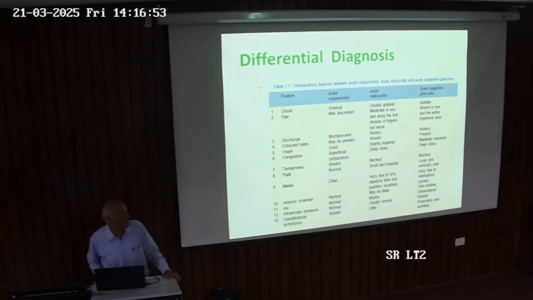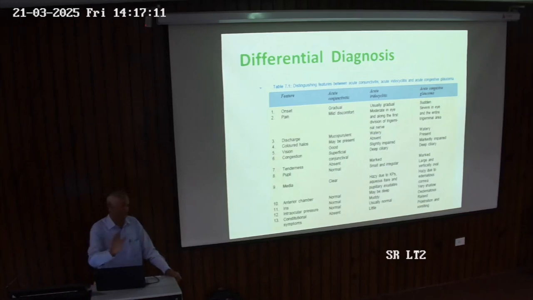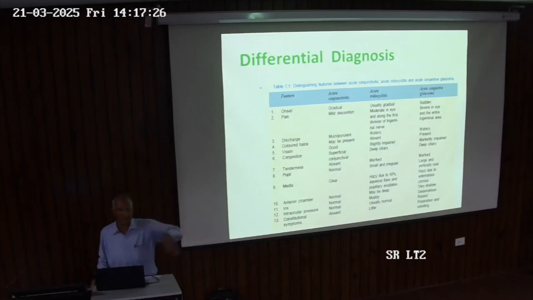Because glaucoma is not covered for you, I'll skip some part of this and tell you some salient features. Suppose a case comes to you in the OPD, sitting in front of you with a red eye. We have to diagnose whether this is conjunctivitis, iridocyclitis, or narrow angle glaucoma or acute congestive glaucoma. Salient features: you ask 2-3 questions. First, see the patient. Congestion is there, and congestion can be in all the cases.